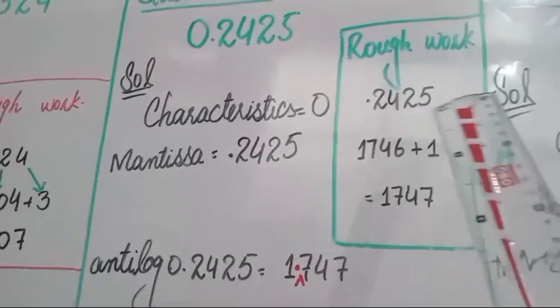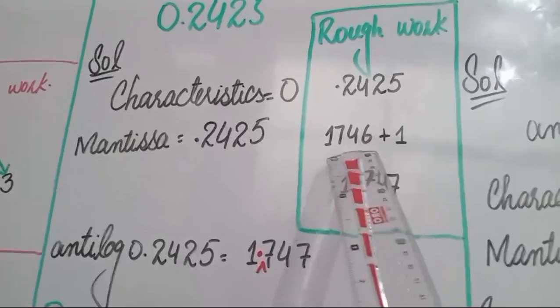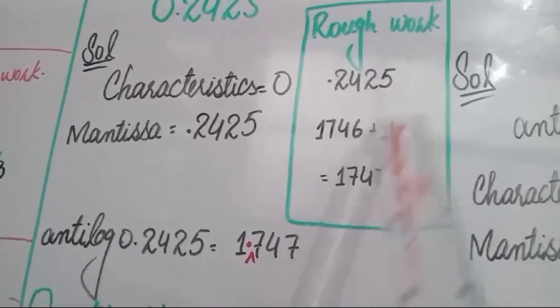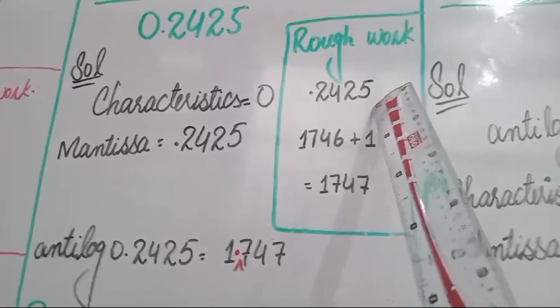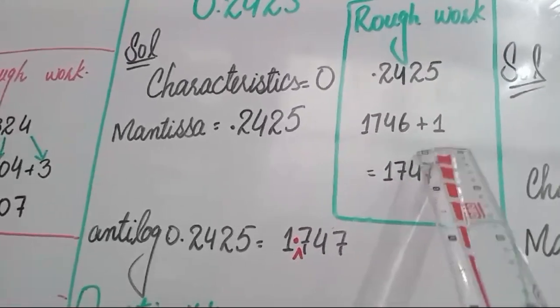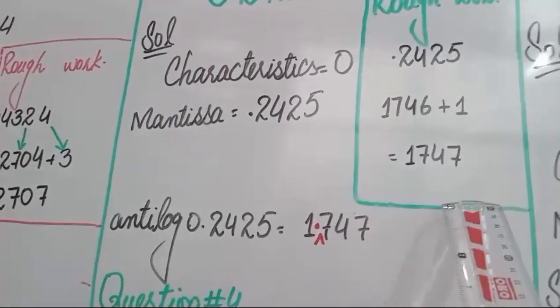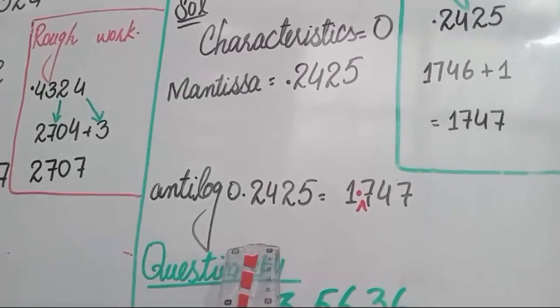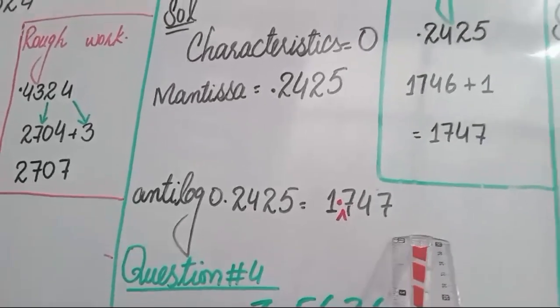Next, as in the last question, you first look up 0.24 in row 2. So we will get the answer 1746. And when I looked in the mean difference column, its value at 5 is 1. Then I have added these two numbers. 1746 plus 1 is equal to 1747. So our antilog of 0.2425 is 1747.